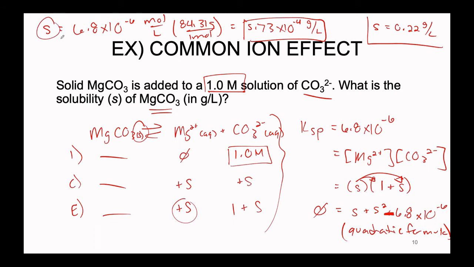Again, for this S, I did not explicitly show the math for solving for this 6.8 times 10 to the negative 6 value, but you can use the quadratic formula as we did in chapter 15 to solve for this.